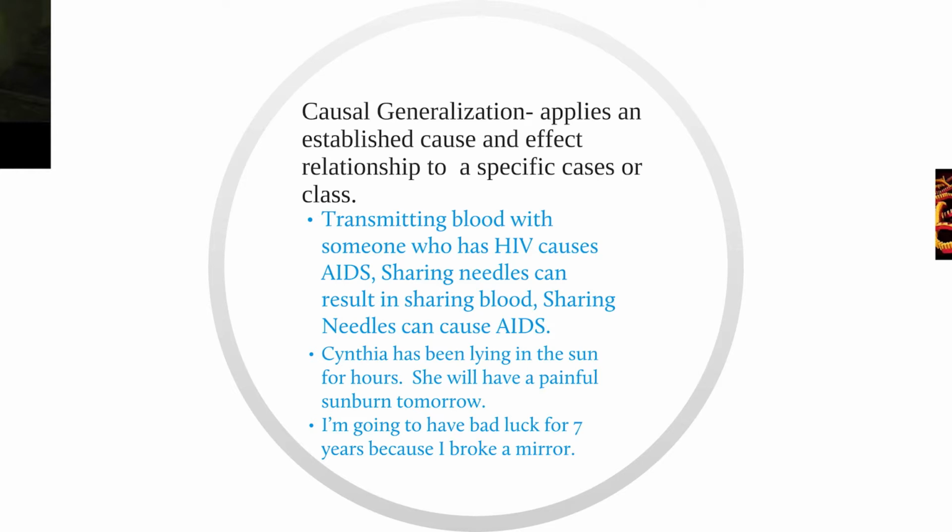You can do it on a specific instance also. Let's say you've got a friend, Cynthia, she's been lying out in the sun for 7 hours. You know what? Cynthia's going to have a sunburn tomorrow. How do we know that? Well, because we know we've already established causation that lying in the sun for 7 hours is going to cause sunburn. We then apply that to Cynthia, who just did that today, and we have argument by causal generalization.